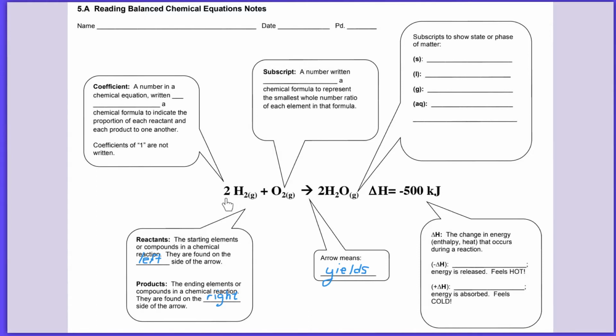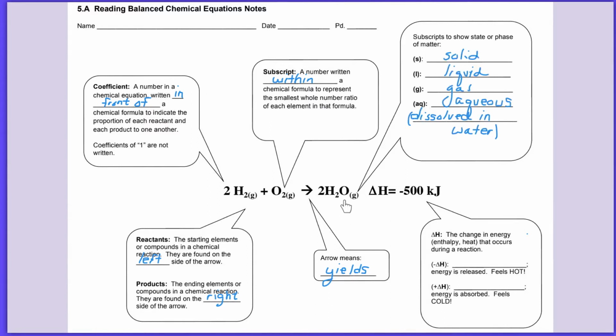Now I'll talk about these coefficients. A coefficient is a number that's written in front of a chemical formula, and it indicates the proportion of each reactant or product to one another. Notice this oxygen doesn't have a number in front of it, but technically that's a 1, so we don't write the number 1 as a coefficient. These subscripts right here and here are numbers that are written within a chemical formula, and they represent the smallest whole number ratio of each element in that formula.